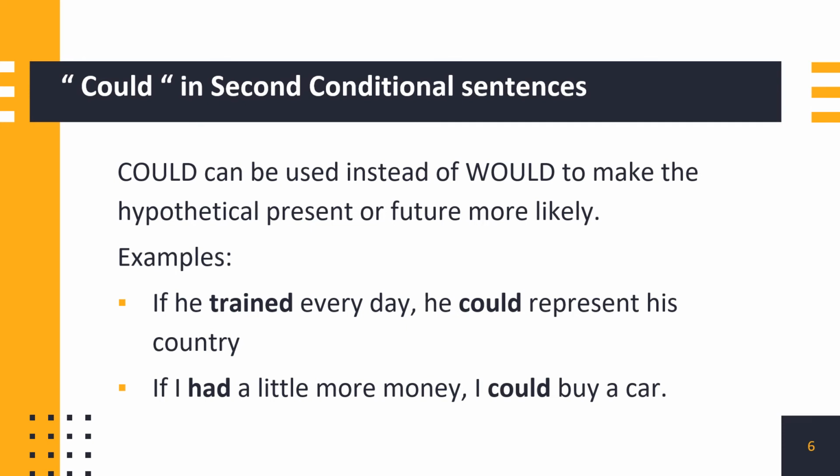In the if clause, we use the verb to train, and then in the main clause, we don't find would, but we use modal could, and it is still followed by verb 1. The next example, if I had a little more money, I could buy a car. After I, in the if clause, we have verb 2 had from verb 1 have, and then in the main clause we use modal could instead of would, and it is followed by verb 1, buy.